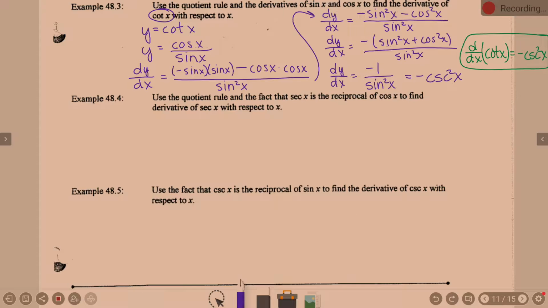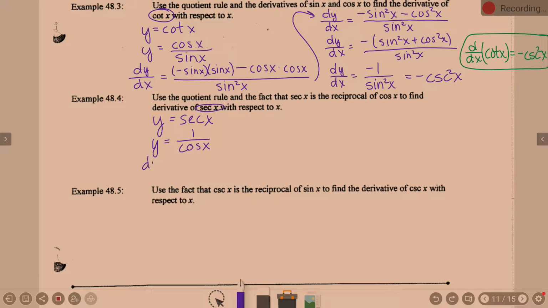Okay, let's see. We are using the quotient rule and the fact that secant is a reciprocal of cosine to find the derivative of secant x. So we're starting with secant x. And what do we know about secant? It is the reciprocal of cosine, so secant is 1 over cosine x. And it said to use the quotient rule here, didn't it? So here we go with the quotient rule.